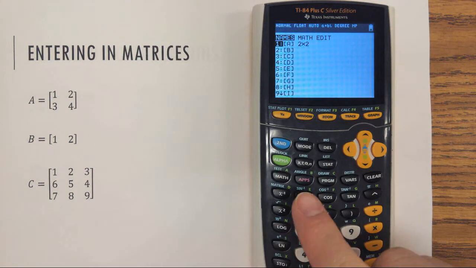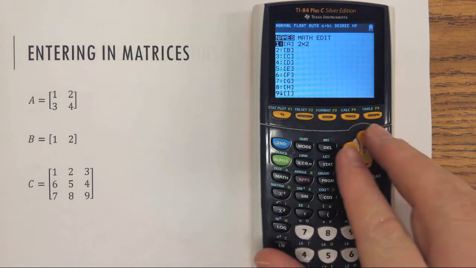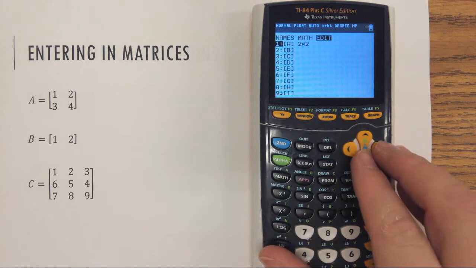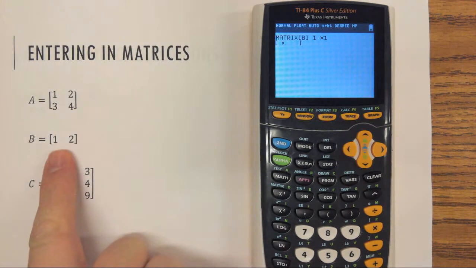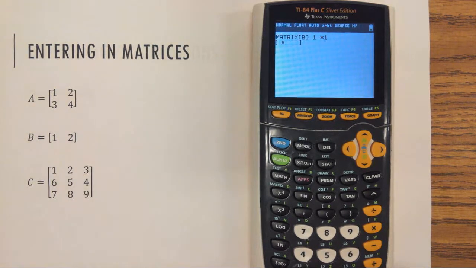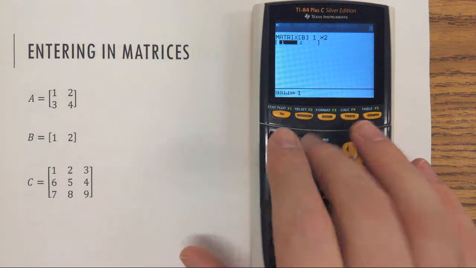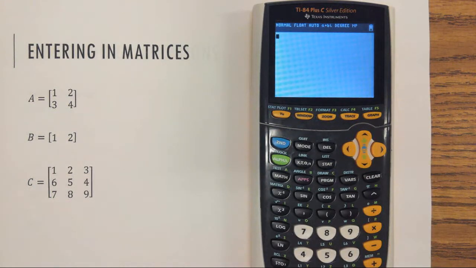Same way, second, and then this button to get to the matrix. I'm going to go over to edit, go down to number 2, and I'm going to hit enter. This is a 1 by 2 matrix, so I'm going to do 1 by 2. Now I'm going to enter it in. So 1, enter, 2, enter. There's matrix B entered in. Alright, let's enter matrix C.